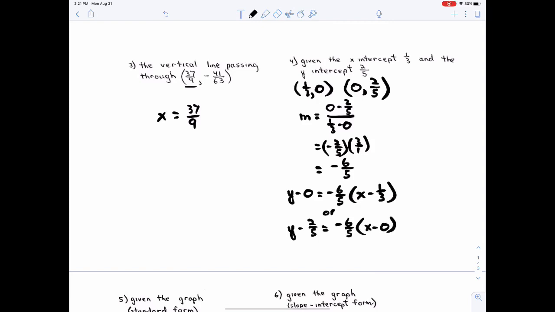Or someone may say, well, Mr. Lieblein, we know the y-intercept and we know the slope. Could we just go straight to the slope-intercept form? Sure, that makes perfect sense here. So it'd be y equals negative 6/5 x plus 2/5. That's a great way to do it. It's fine here. Any one of those is fine.